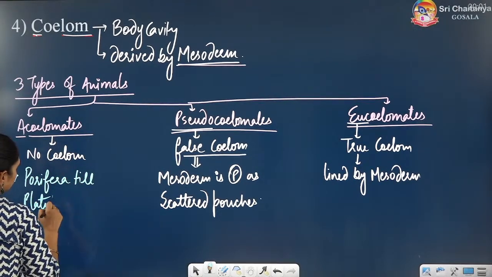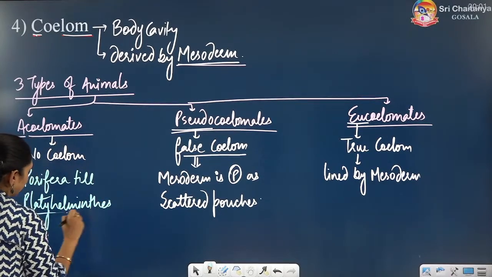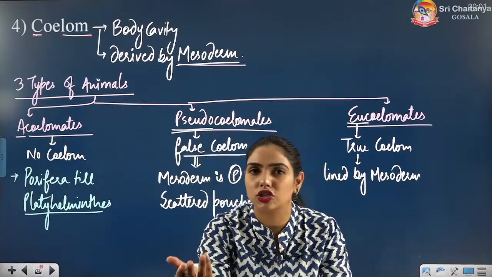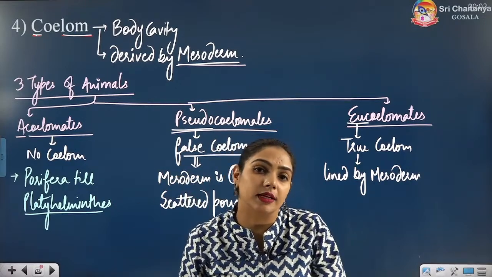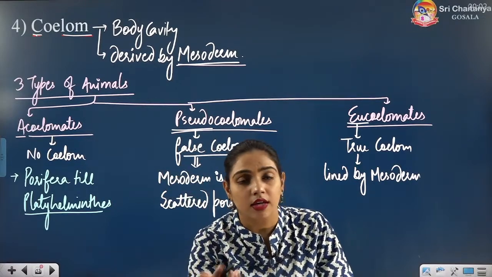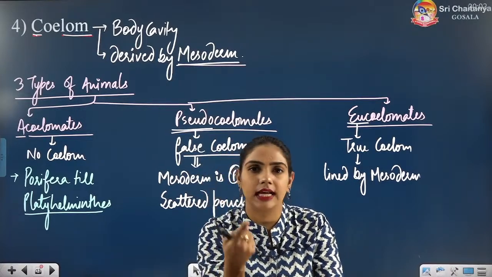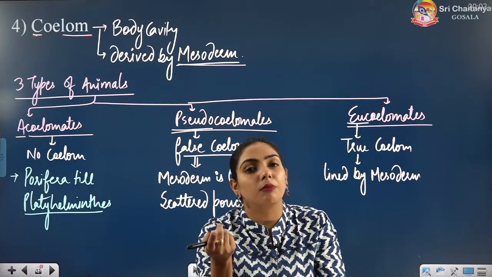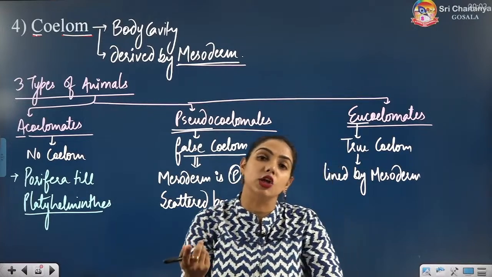If we talk about the examples of acoelomates, from the first phylum Porifera till Platyhelminthes, they are acoelomates. You have to understand why. Porifera are acoelomates because they do not have any germ layer, right? Why are Coelenterata and Ctenophora acoelomates? Because they don't have mesoderm. They are diploblastic, they have only two germ layers, and coelom cannot be formed by ectoderm and endoderm. Coelom is formed by mesoderm. So as they don't have mesoderm, they don't have the coelom.